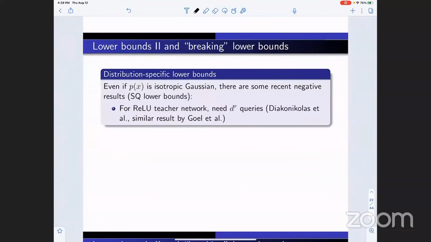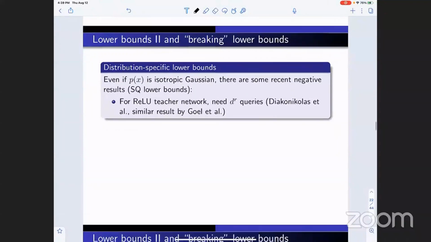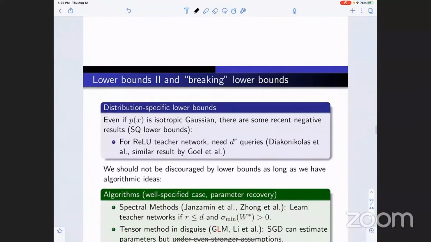And more recently, in the last year or two, there are even lower bounds if P of X is isotropic. So based on statistical queries, Diakonikolas and Nicholas, and also another paper by Goel, showed something like you need d to the r queries, right? So that's kind of saying that for the kernel, this is pretty terrible. We wanted something better than d to the r, which is not very good.